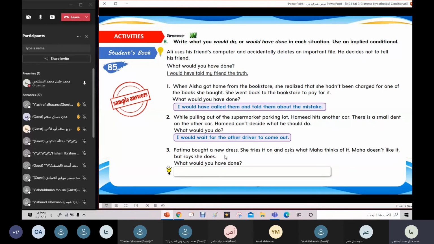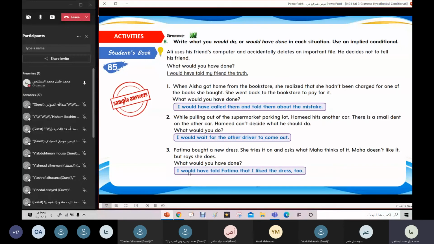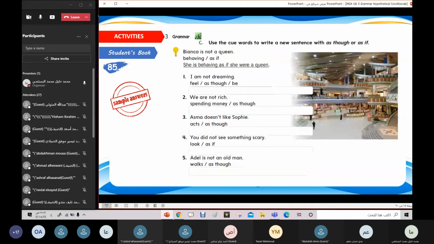Thank you. Number 3, Fatima bought a new dress. She tries it on and asks what Maha thinks of it. Maha doesn't like it, but she says she does. What would you have done? I would have told Fatima that I like the dress too. So this is about exercise B.